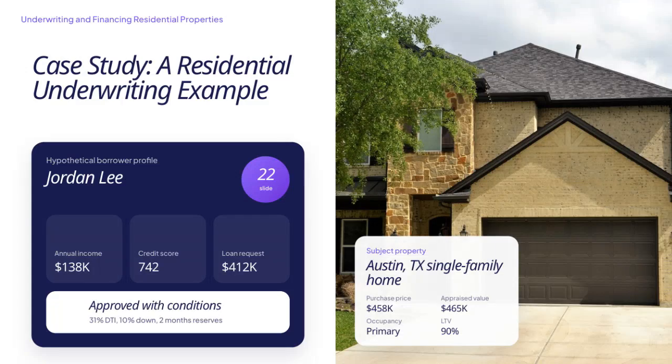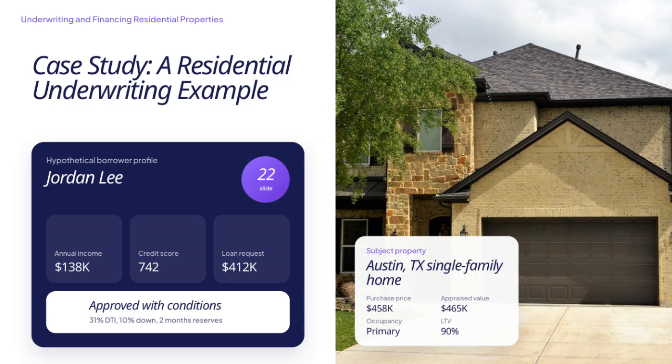Here we have a case study that illustrates the underwriting process for a residential loan. Our hypothetical borrower is Jordan Lee, a 22-year-old individual with an annual income of $138,000 and a solid credit score of 742. Jordan is requesting a loan of $412,000 to purchase a single-family home in Austin, Texas. The property has a purchase price of $458,000, but was appraised slightly higher at $465,000, which is a positive sign.